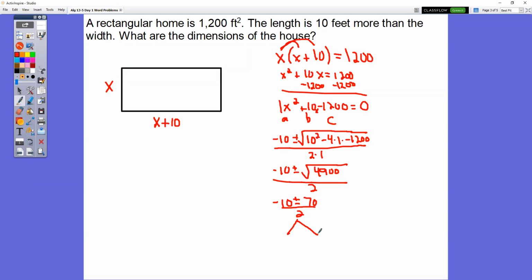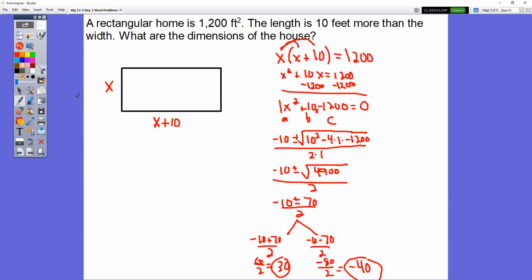This is where you're going to split it into 2. I have negative 10 plus 70 over 2 and negative 10 minus 70 all over 2. Negative 10 plus 70 is 60. 60 divided by 2 gives you 30. On this side, I have negative 10 minus 70, which is negative 80, divided by 2 is negative 40.